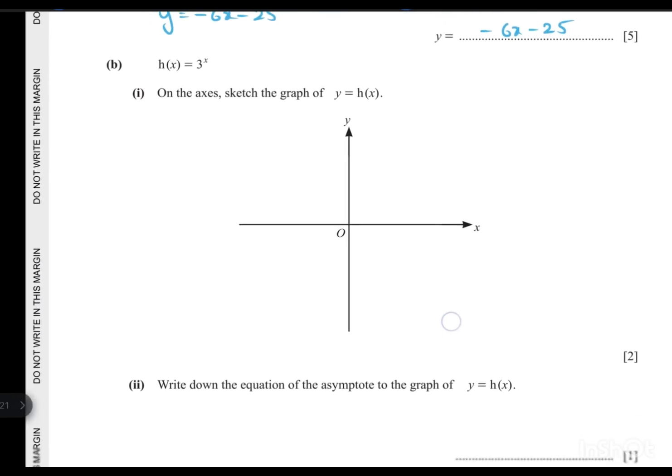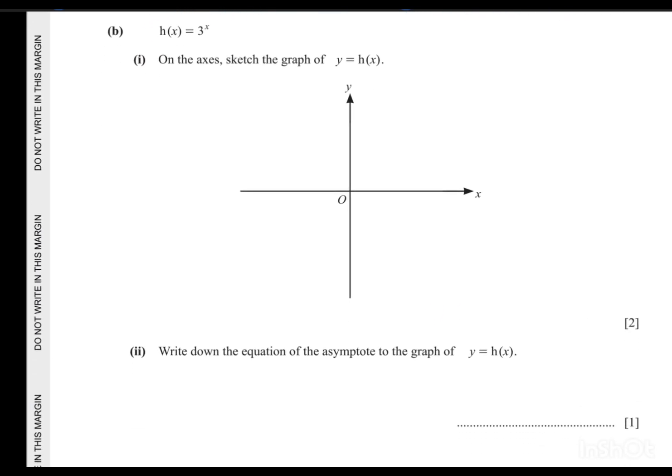Question B. h of x is equal to 3 raised to x. There is one more function given here. On the axis, sketch the graph of y is equal to h of x. That means we need to sketch the exponential graph here, y is equal to 3 raised to x. Let me write a few values of x and y here by making a table.